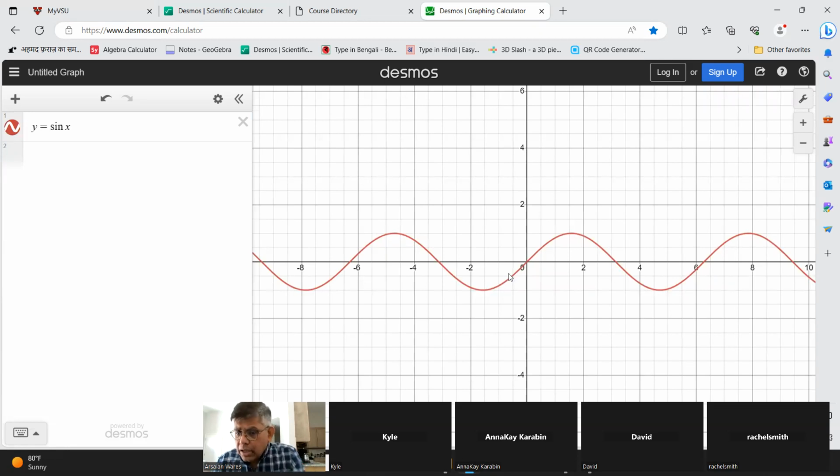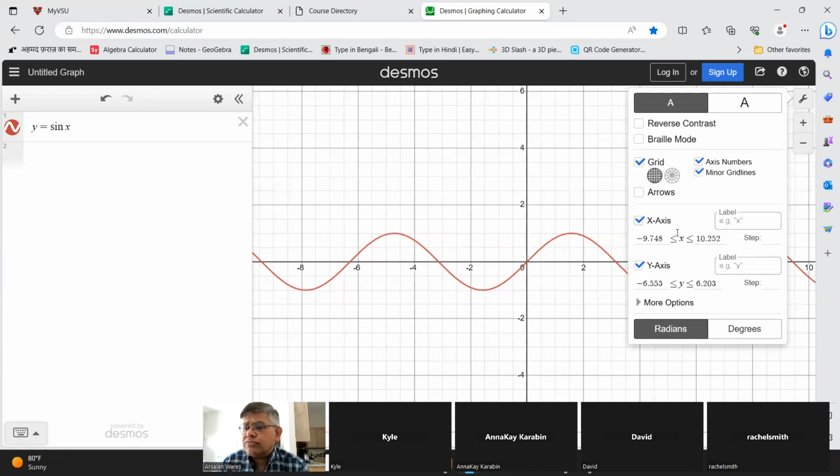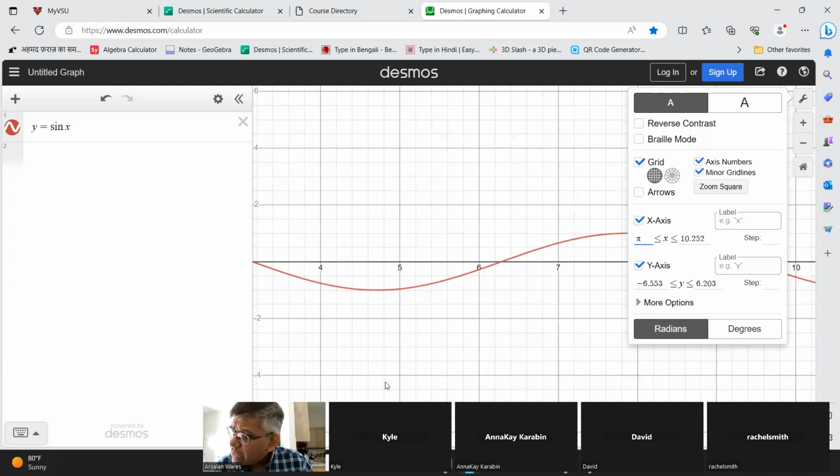Now, when you're doing trig, your x-axis generally is in terms of pi. How do you fix that? Well, you go to this wrench symbol. You want to fix the x-axis. You want it to go up by pi over 2. How do you type pi over 2? You go to the keyboard and type in pi, and then you divide it by 2.